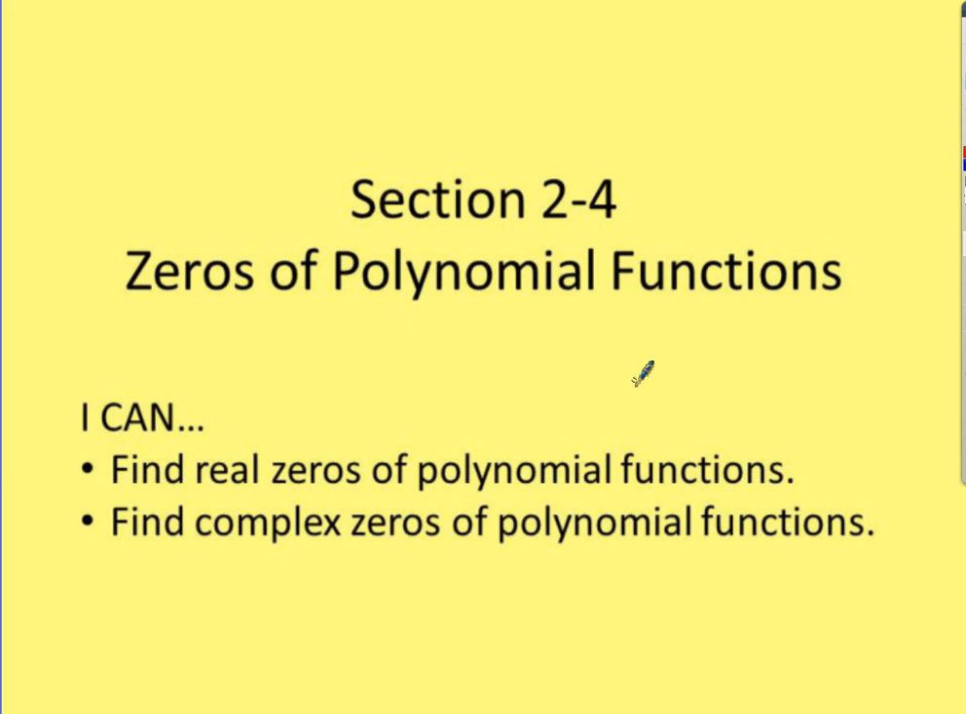This is section 2.4, part B, zeros of polynomial functions. The I can statements for this section: I can find real zeros of polynomial functions, and I can find complex zeros of polynomial functions.